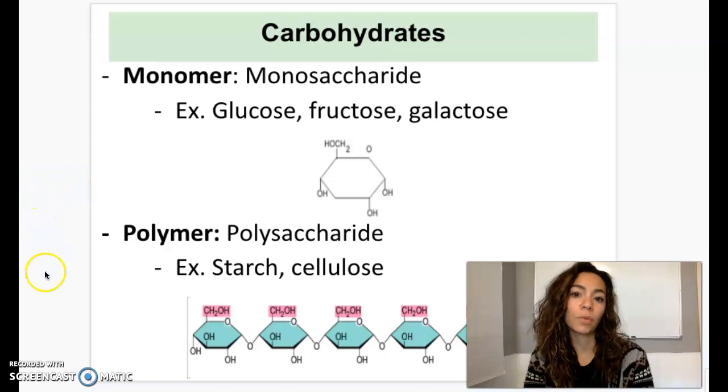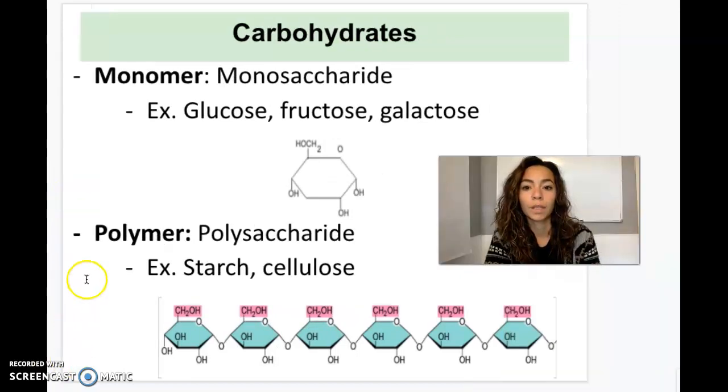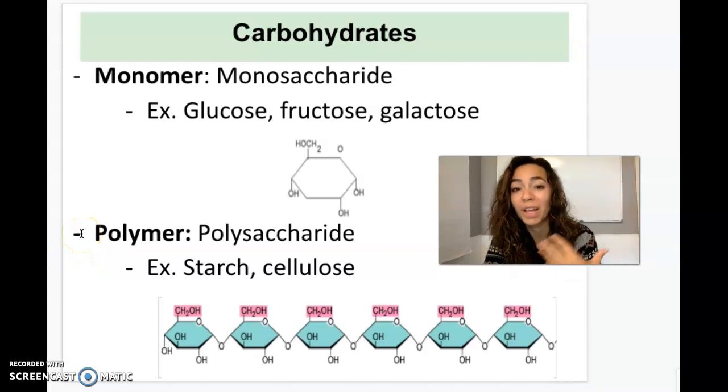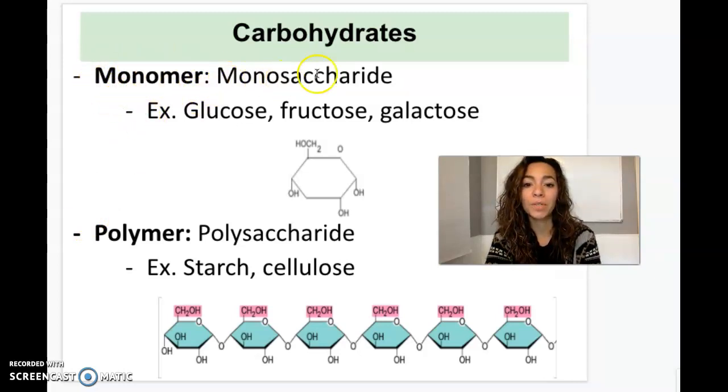Okay, so we are going to start with carbohydrates. Carbohydrates are some of my personal favorite foods, right? Things like bread, pasta, all that good sugary stuff. The monomer of carbohydrate is called a monosaccharide. Remember, mono means one, saccharide means sugar, so this is one sugar molecule. Some examples of monosaccharides are glucose, fructose, and galactose. This is what that structure looks like. Anytime you see this ring structure like this, we're talking about carbohydrates. This is a glucose structure.